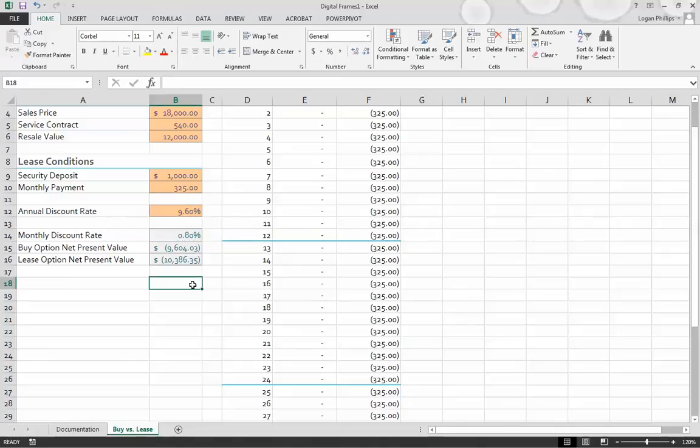All right, next we're going to save this workbook. And then we're going to use a goal seek to determine the monthly payments from leasing that will cause the net present value of leasing to exactly match the net present value of buying. Hint, you must explicitly enter the net present value of the buy option in the goal seek dialog box.